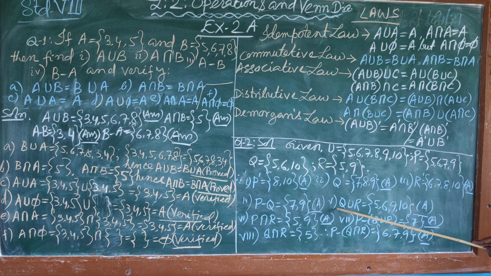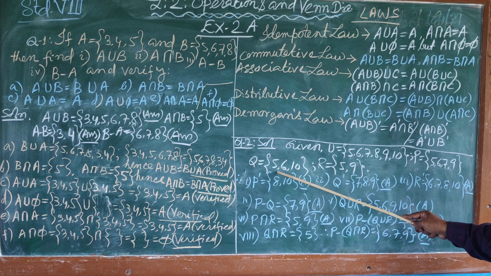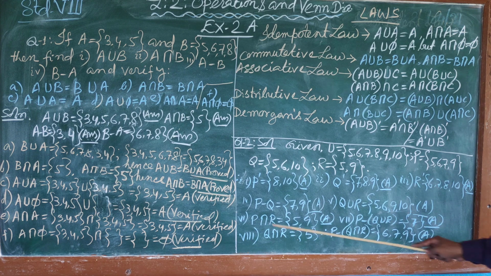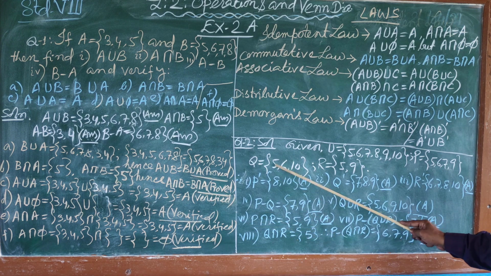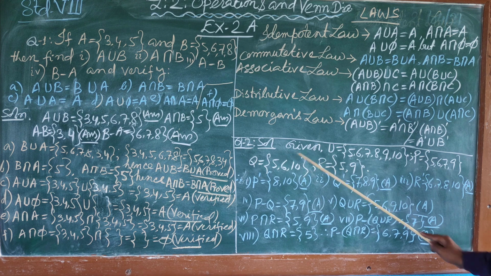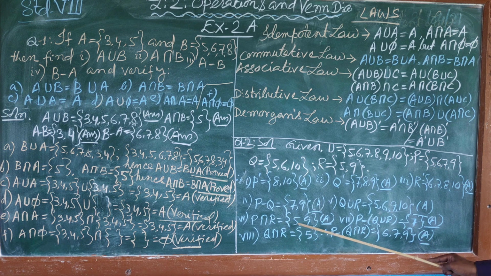Now see, Q union R. Consider these two sets. Union means both together, so 5 will be written one time. Q union R will be 5, 6, 9 and 10. Now P intersection R. If you are intersecting P and R, which are the common elements? 5 and 9. P intersection R will be 5 and 9.